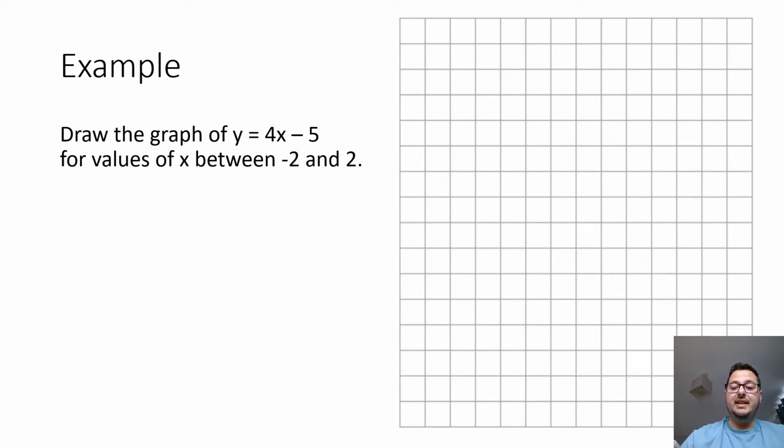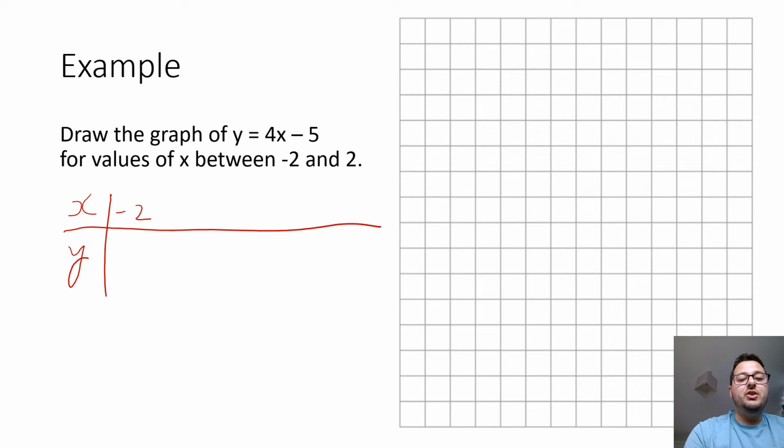And the other thing is that they've not written the values going on the y-axis or the x-axis, so we're going to draw them in. So let's just do our table first. We want values of x between -2 and 2. So let's just draw a little table, x and y, and we want -2. Let's just go up in ones, that's not too bad.